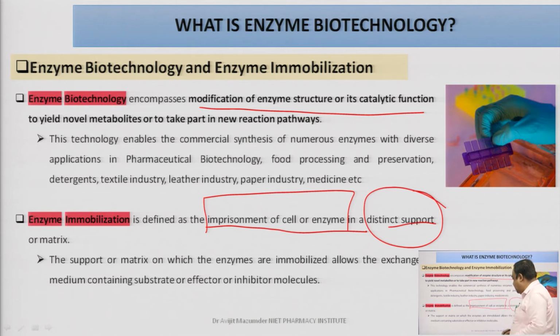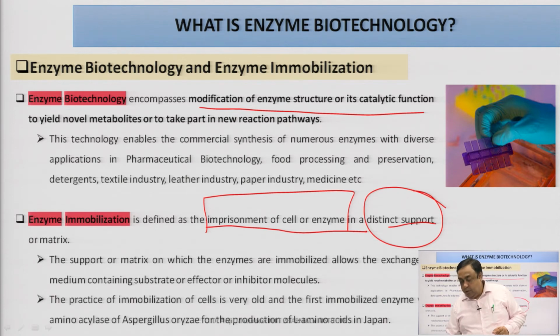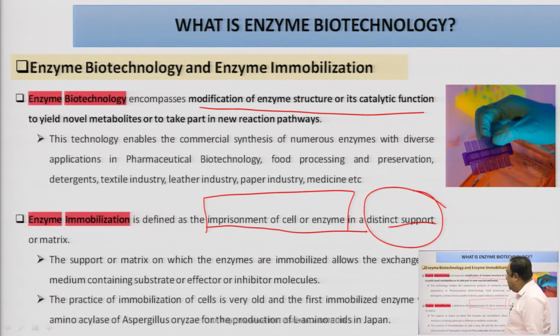This support or matrix on which the enzymes are immobilized allows the exchange of the medium containing the substrate or the effector or the inhibitor molecule. They do not hamper the process of the reaction, but they try to protect the particular enzymes from undergoing degradation. The practice of immobilization of cells is very old, and the first immobilized enzyme was aminoacylase of Aspergillus oryzae for the production of amino acids in Japan.